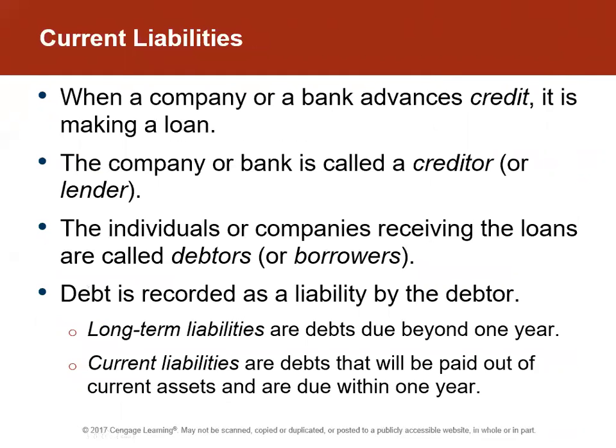So when we establish some type of liability, in this case, we're the borrower or the debtor. So we're the ones who owe. When we're talking about liabilities, we're always talking about it from the perspective of the company: we owe somebody money. So we're the debtor or the borrower, and the company or bank that we owe money to is the lender or the creditor. They're offering us credit. They're offering us a loan.